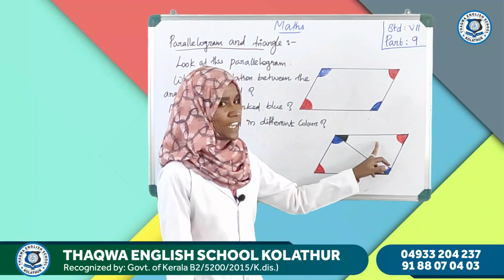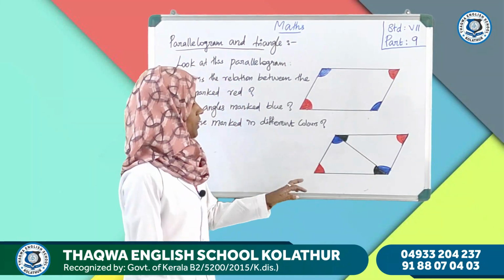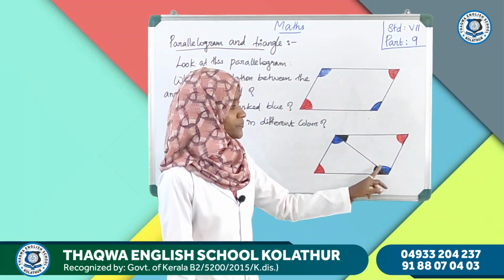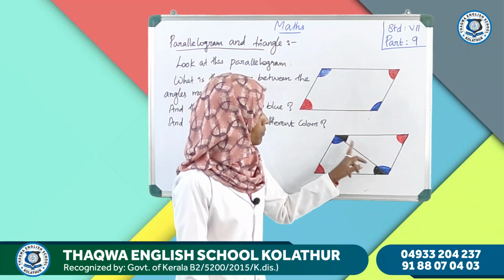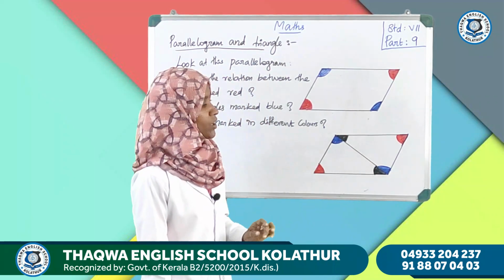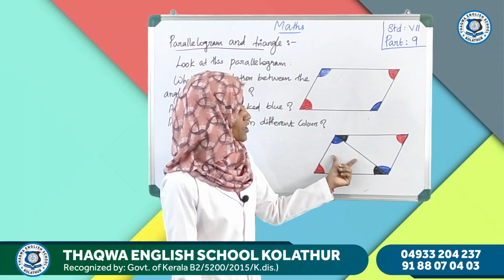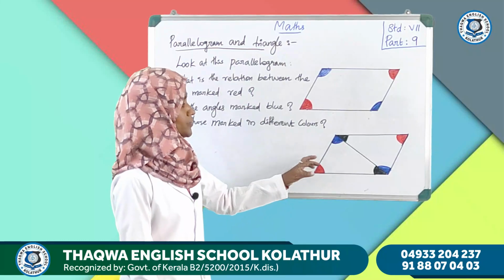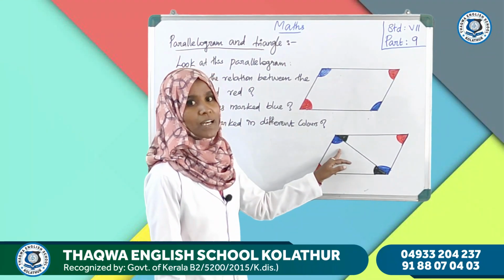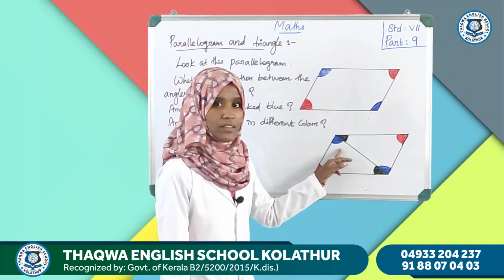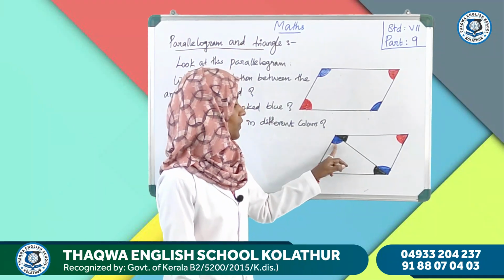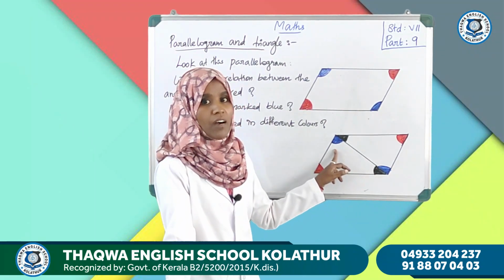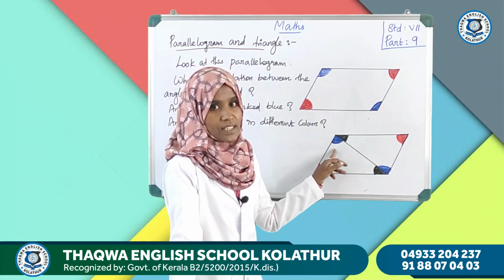Next, we have to draw one line by joining the opposite corners. Now we get two triangles. Here one red, blue and one black. Here also red, blue and black. Now can you say what is the relation between the blue marked angles? The angles marked in blue color are equal. Why? What is the reason? Yes, these two are the alternate angles.